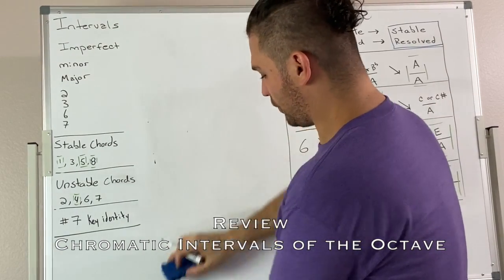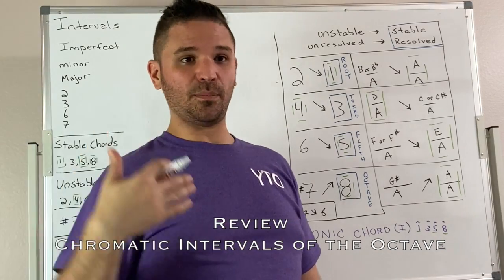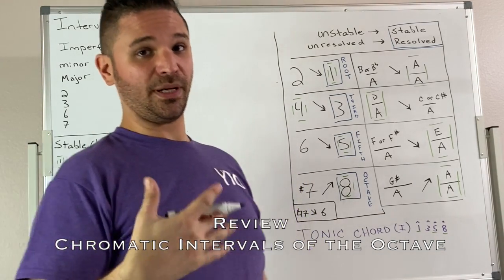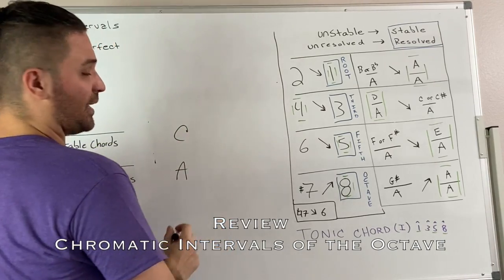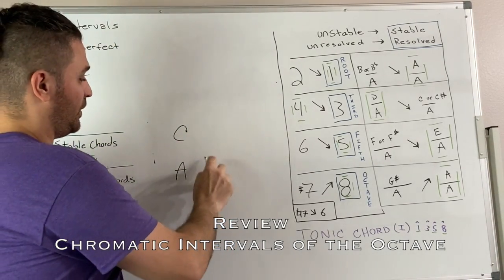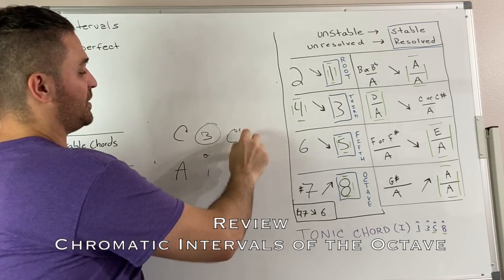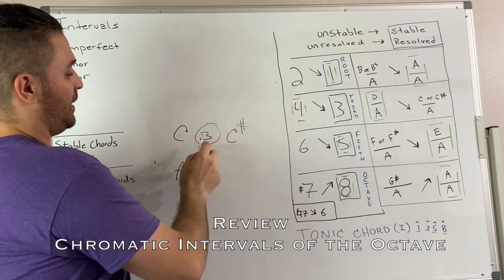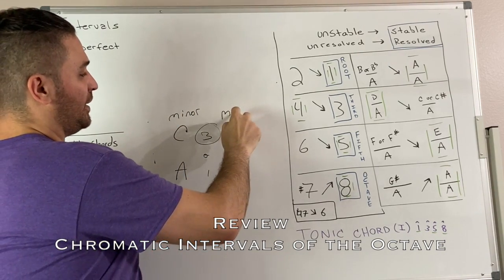We have 12 chromatic notes, and each of those chromatic notes creates an interval, and that is by comparing the frequency of the bottom note being played to the top. So if I have an A and I'm playing a C, that is called a third because it is 1, 2, 3 notes away, and my thirds have two flavors. If it's C natural over A, it's a minor third, and if it's C sharp over A, that's a major third.